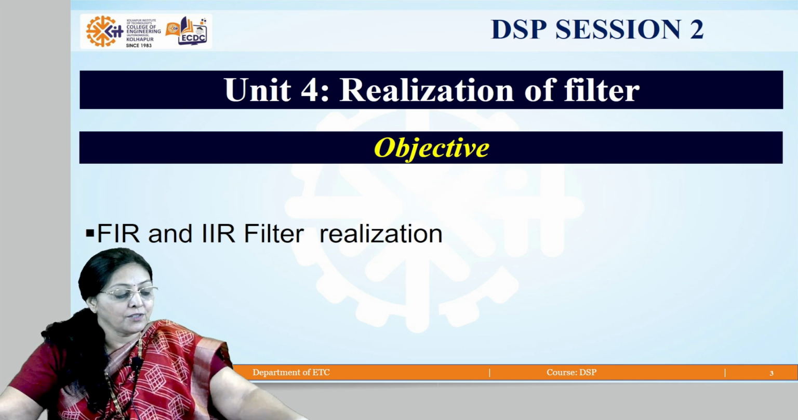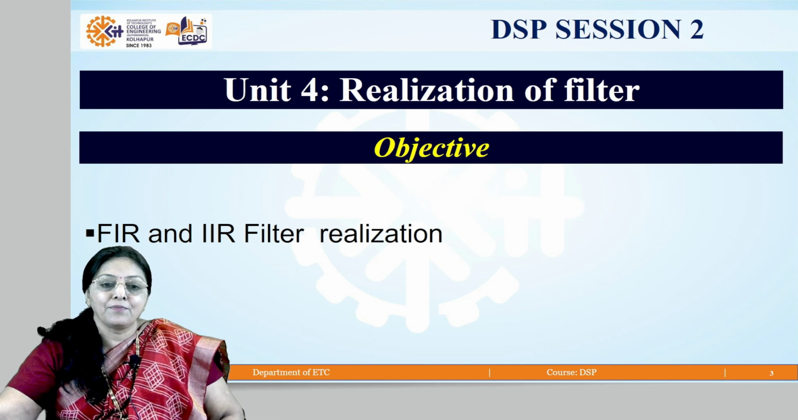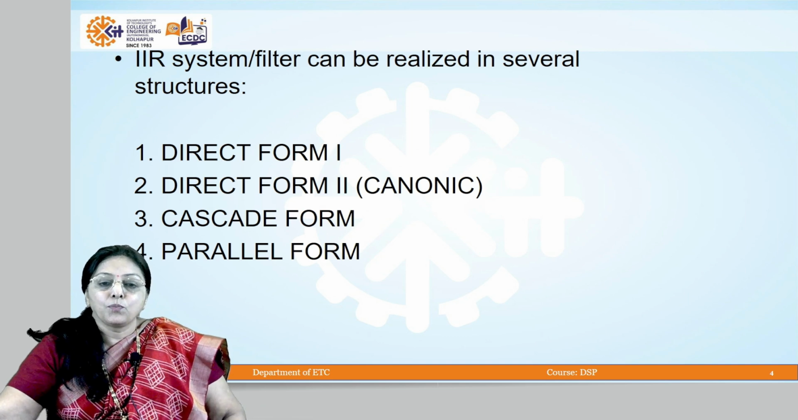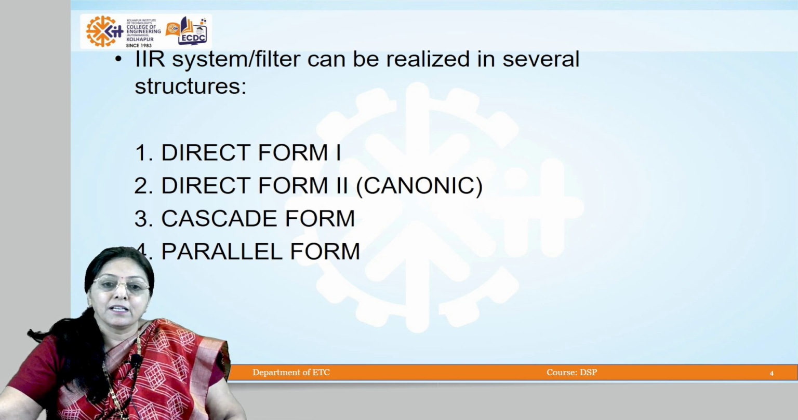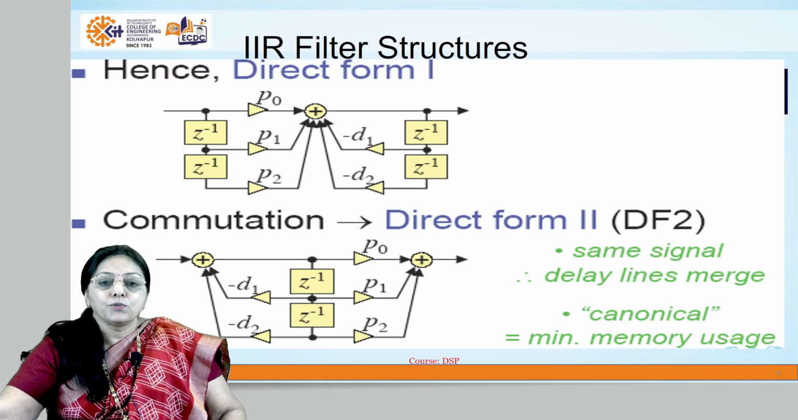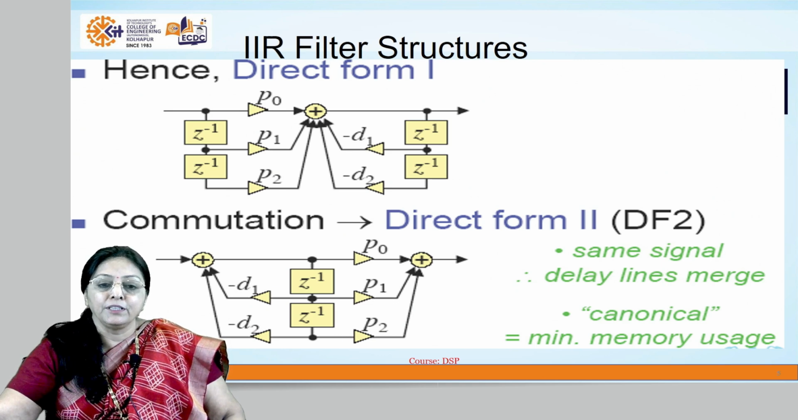So in the previous lecture we studied how to realize the FIR filter. Now we are going to focus on IIR filter realization in today's session. The IIR system filter can be realized in several structures, that is direct form 1, direct form 2, cascade form and the parallel form realization. So this is the general IIR filter structure, direct form 1 and direct form 2. In session 1 about FIR filter realization, we studied the direct form.